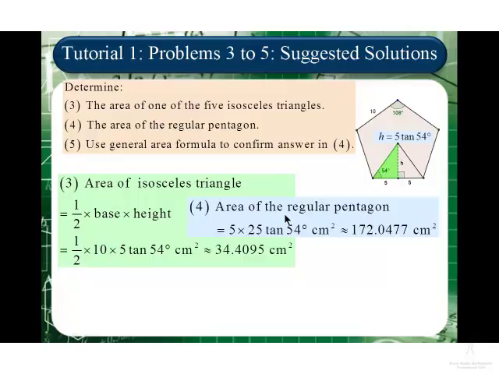So the area of the regular pentagon, that is part 4 of the tutorial, will be 5 times this particular number, 25 times tan of 54 degrees, which gives us, of course, the answer of 172.0477 square centimeters. Just check that you agree with this, having done this by using your calculator on your own.